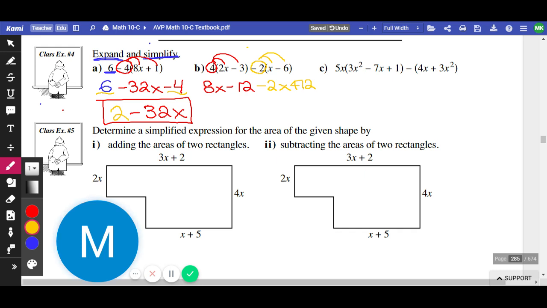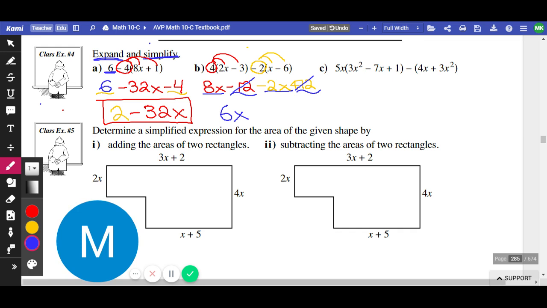So the first monomial into the first binomial created the red. The second monomial into the second binomial created the yellow. You then have some like terms. The x's can go together and the constants can go together. So in our case, 8x minus 2x is 6x. Negative 12 plus 12 is 0. Right? You could put plus 0 if you wanted, but it wouldn't make a difference, so I just won't put anything.